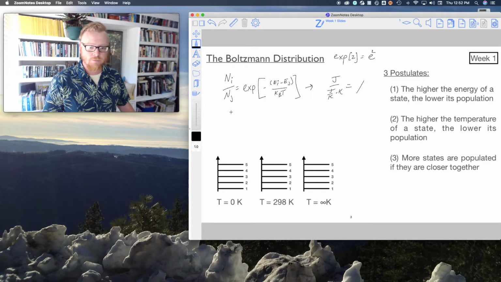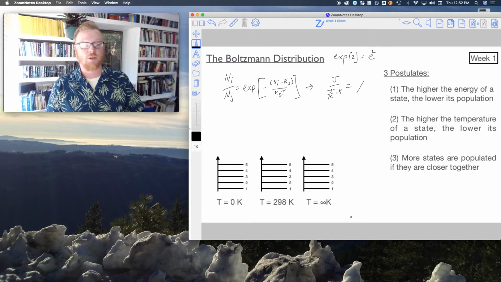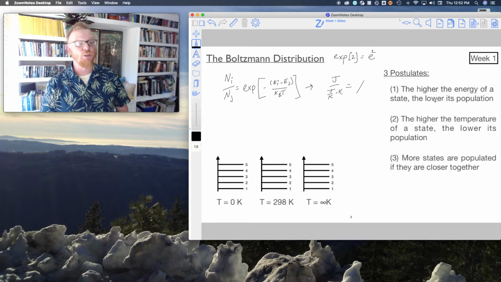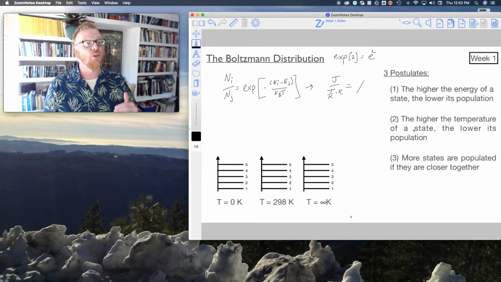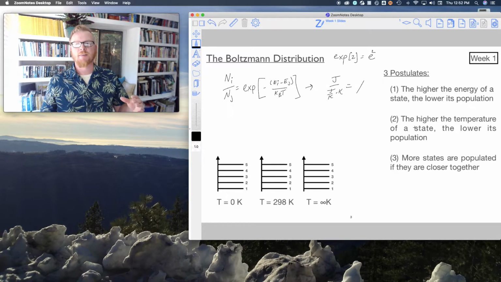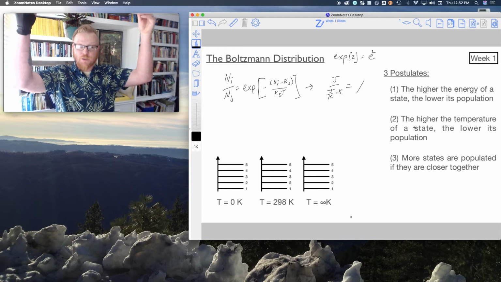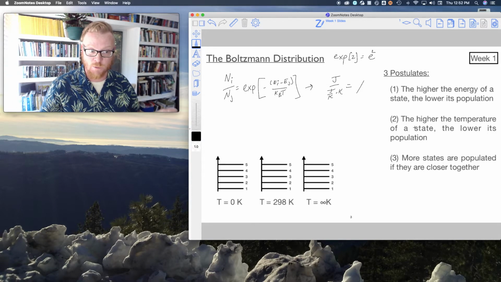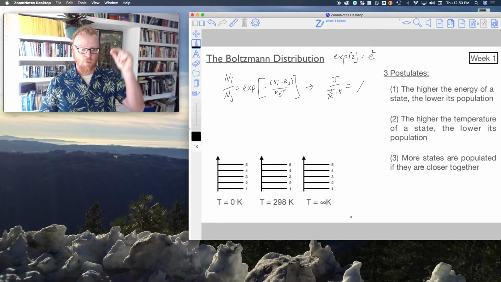Okay? So let's consider a few postulates of the Boltzmann distribution. The higher the energy of a state, the lower its population. Okay, the higher the energy of a state, so the higher up it is on the energy scale, the lower its population is going to be. The higher the temperature of a state, the lower its population. Okay? So similarly, if I take a system that has a high energy state populated, but I cool it down, molecules will come back down into the ground state. It will be less populated in the excited state as I cool something down. And more states are populated if those states are closer together, if there's a smaller energy gap.